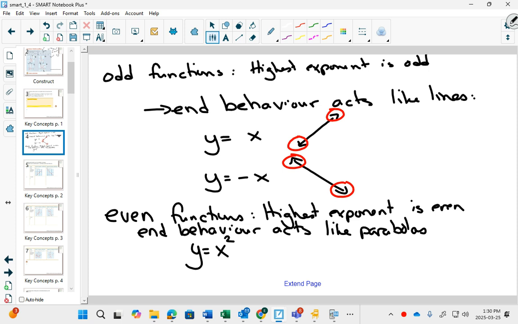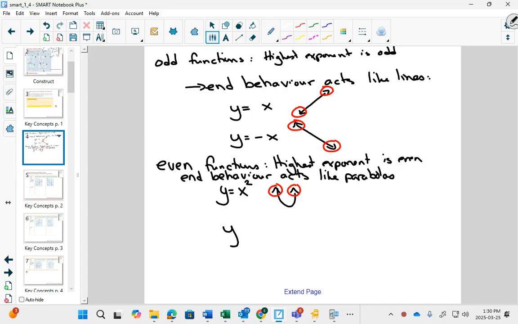If you have a positive leading coefficient, any even-powered one will end opening up. And if you have a negative leading coefficient, that's when parabolas open down, then your end behavior will open down. And this is true for any even or odd function.